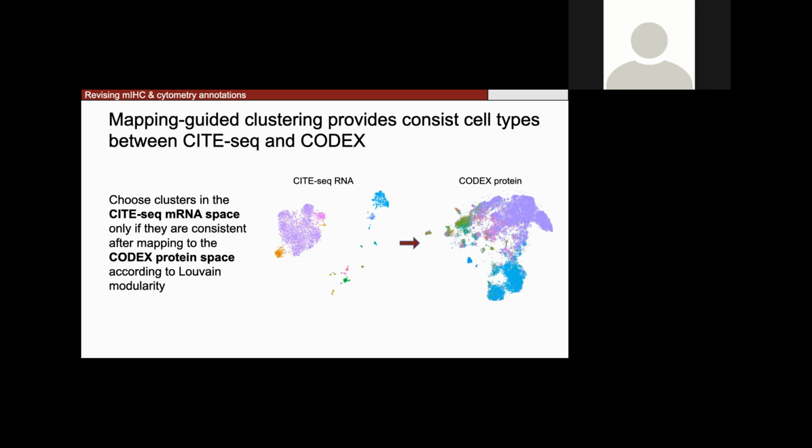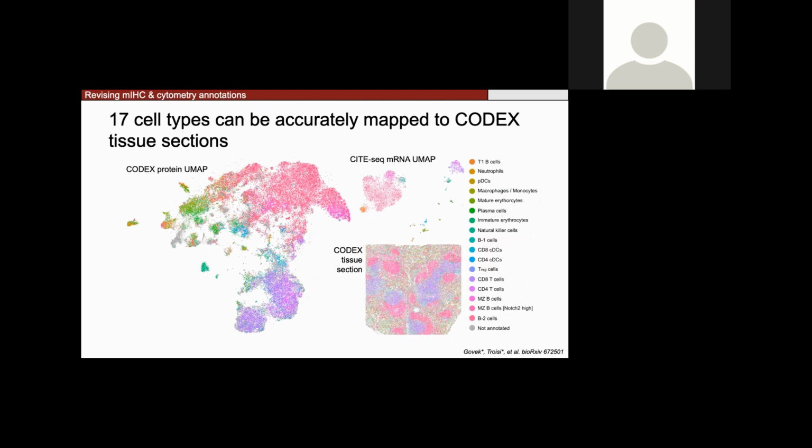The way we do this is we identify clusters in the SiteSeq mRNA space using the same method as we did previously. We map those clusters onto the CODEX cells, and then we compute the Louvain modularity of those clusters in the CODEX protein space, which essentially measures how consistent those clusters are after having been mapped. This provides us with a joint clustering of both CODEX and SiteSeq, where we have shared cell types between the two data sets.